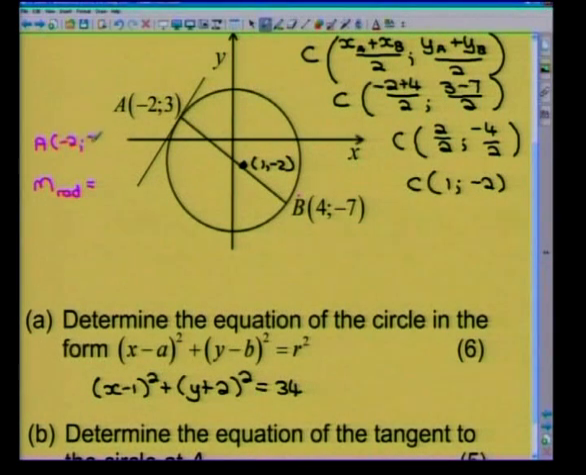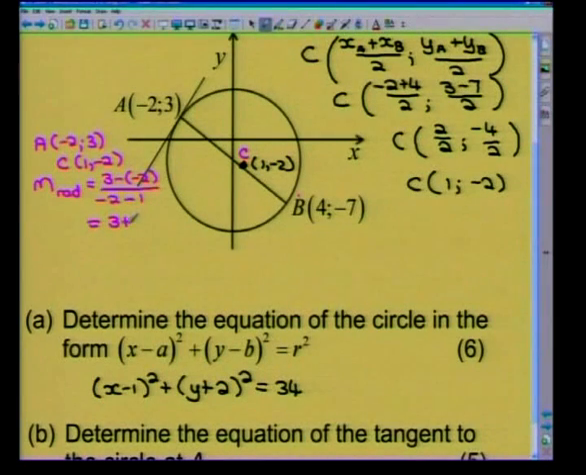So let's do that. So A's coordinate is (-2, 3). And the center, which I've called C, is the coordinate (1, -2). So the gradient of the radius would be (3 minus -2) over (-2 minus 1). That's using the formula y2 minus y1 over x2 minus x1. One of the big mistakes that I've noticed when marking scripts is that people are inclined to put the x on top of the y. So just be careful of that and avoid it if possible. Right, so here we are. It's 3 plus 2 over -3, which means my gradient is 5 over -3.